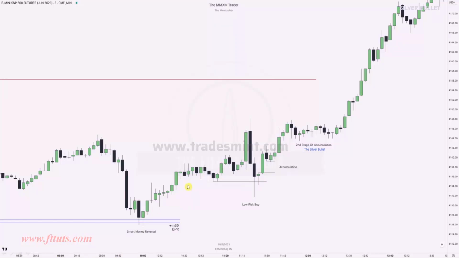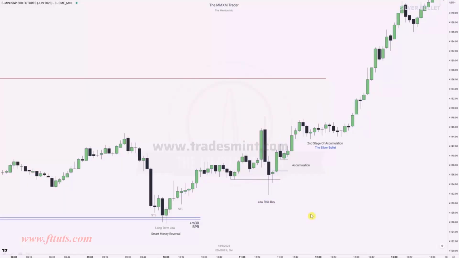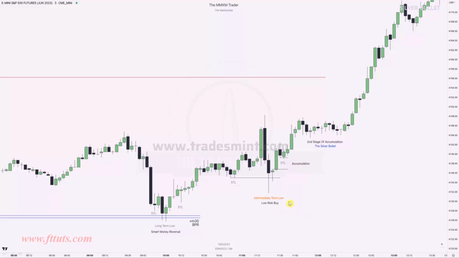So price is trading up higher right here, continuing up and then forming a short-term low here, and we see this getting raided. So what is this low? Low risk buy, right? But also we have an intermediate term low formed down here. Why? Because we have that short-term low to the left of it, and that short-term low to the right of it. Now this is confirmed.